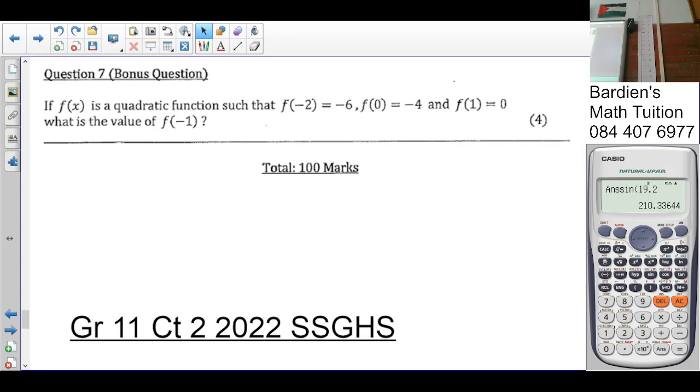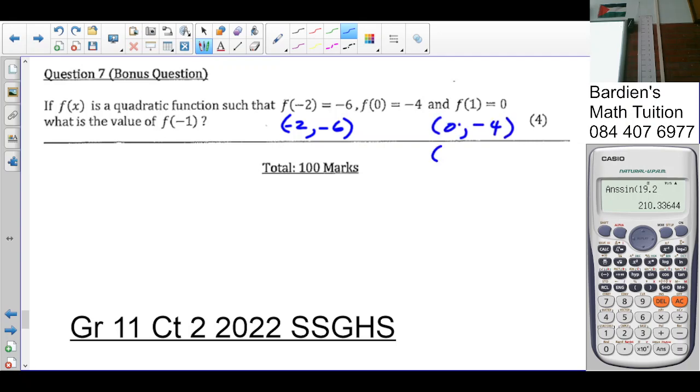Okay, so as promised, I'm just going to wrap up this bonus question quickly. It says if f of x is a quadratic function, so quadratic is a parabola basically, with f of minus 2 equals negative 6, so the graph is going through negative 2 and negative 6. f of 0 is negative 4, so 0 and negative 4. And f of 1 is 0, that's 1 and 0. They want to know the value of f of minus 1.